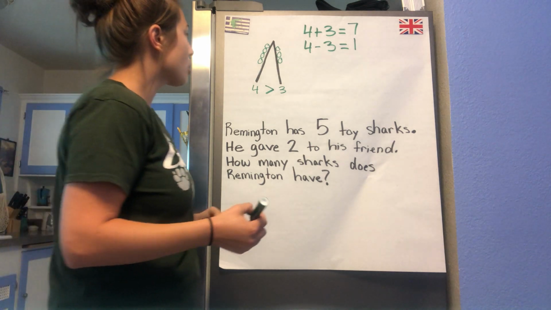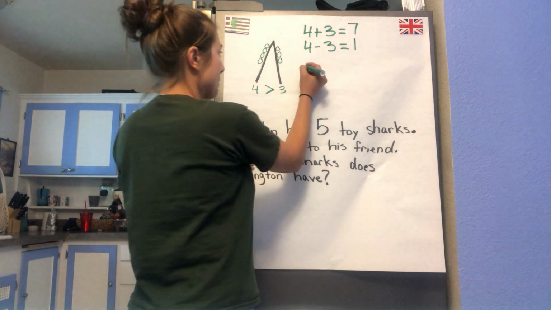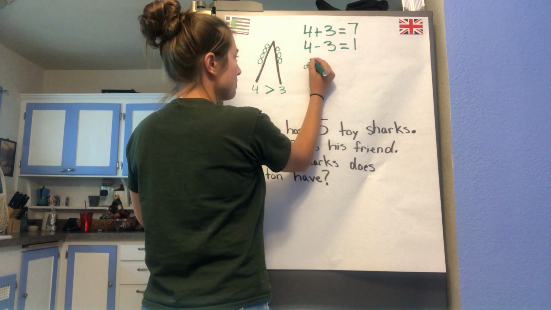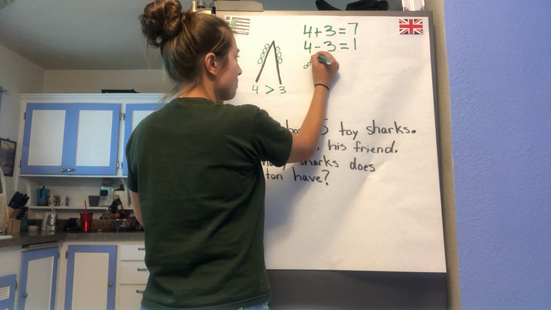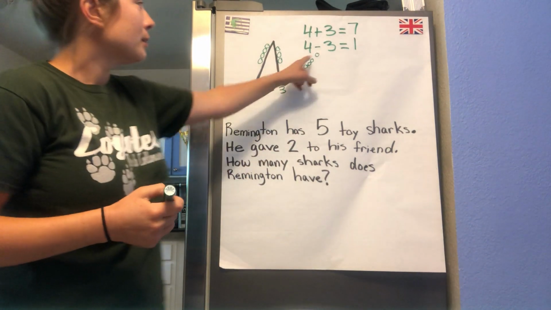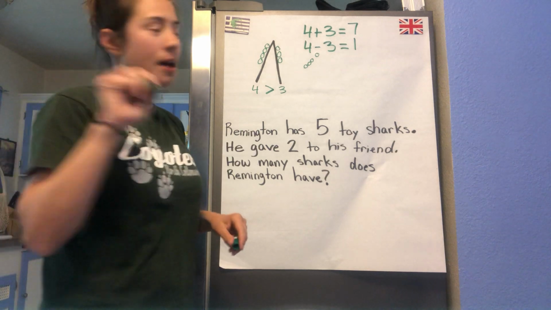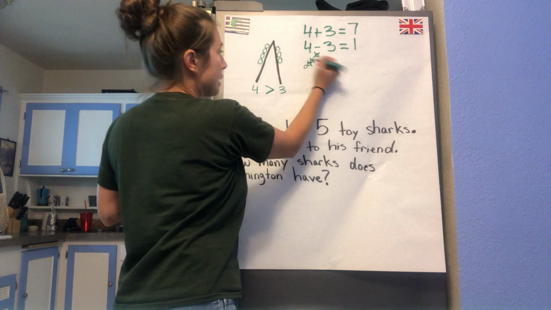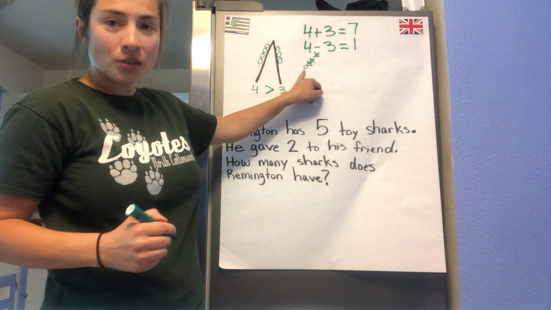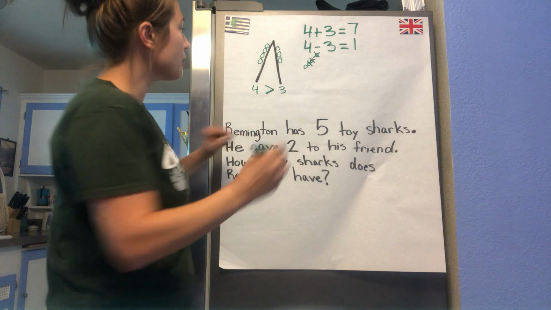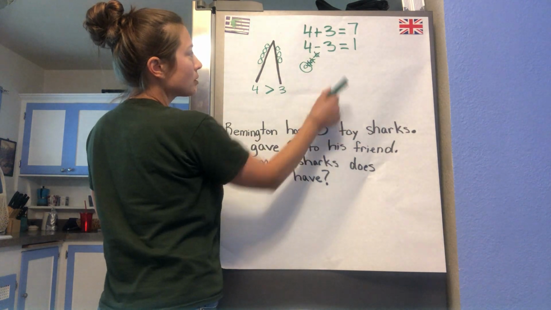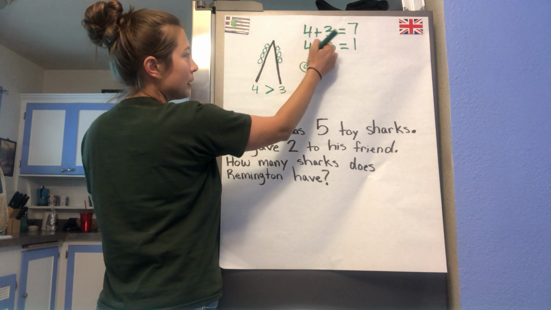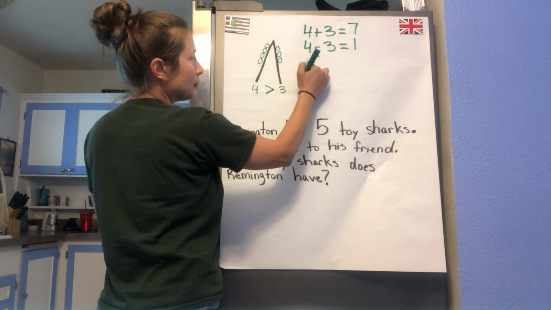I'm going to draw a picture with that. 1, 2, 3, 4. Take 3 away, so I'm going to X out 3 of the circles. 1, 2, 3. And how many circles are still uncovered? 1 circle. 4 minus 3 is the same as 1.